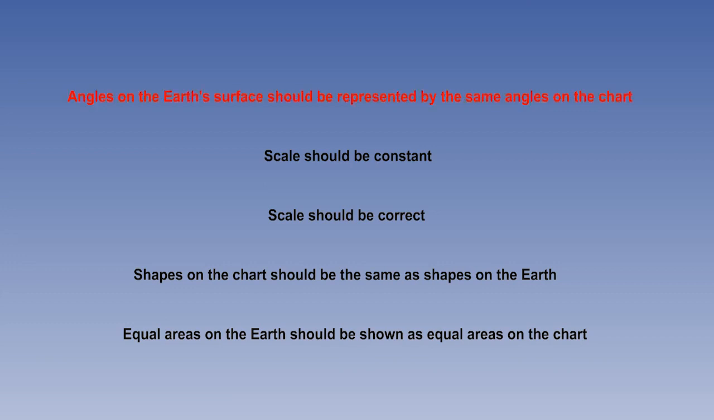So, the only properties in this list which are essential for navigation are orthomorphism, and that scale must be correct at some point on the chart. To have scale completely constant is not achievable. However, it is desirable to choose a projection which minimizes scale change. Within reasonable limits, shapes don't matter much, and area is not important to a pilot.